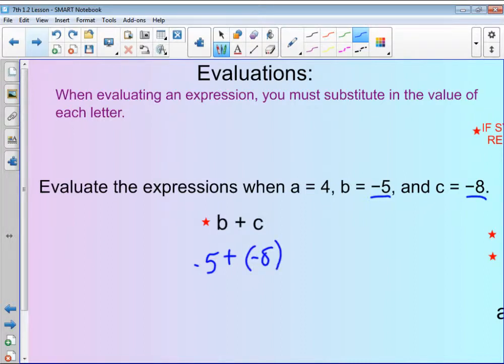So I'm going to look at the symbols just like we were doing before. Negative, negative, same symbol. Find the sum. So I'm going to add the digits together. 8 plus 5 is 13. Same symbol, find the sum, apply the same symbol. They both had negative symbols. We should have gotten negative 13.